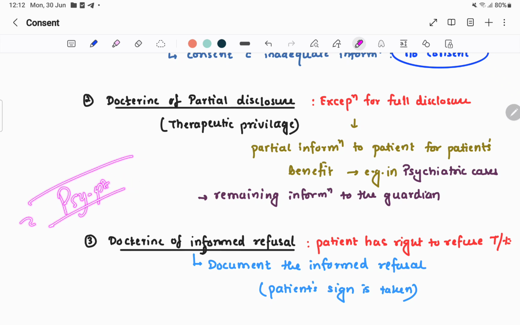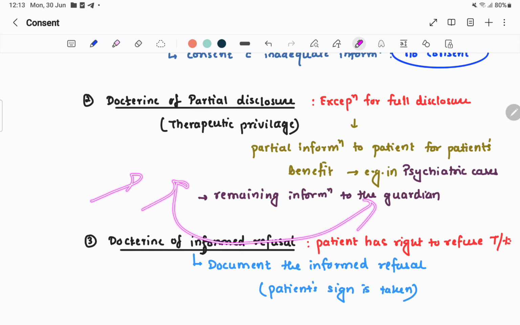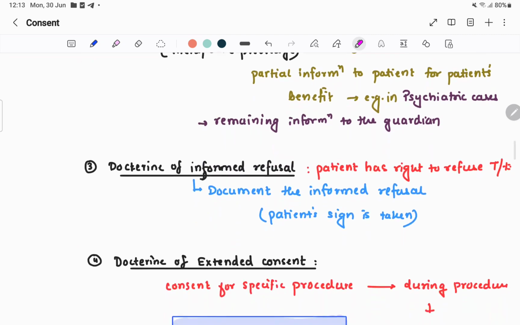They are usually suffering from mental illness, right? So it's not good for them to hear that they are mentally ill. So don't tell the patient. Inform the patient's guardian of the case instead. So it is therapeutic privilege.